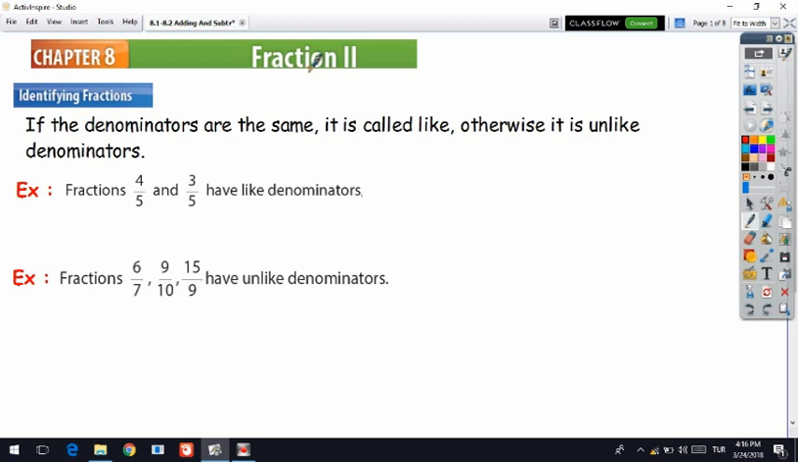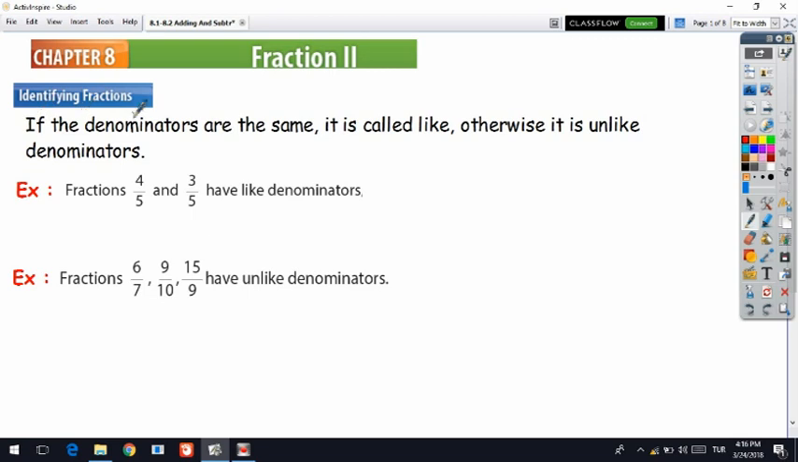Everybody, welcome back. Today we are going to talk about a new chapter. This is chapter 8, which is Fractions 2. Everybody, before I explain this chapter, we have some kinds of fractions, as you know. Okay, now let's see identifying fractions.